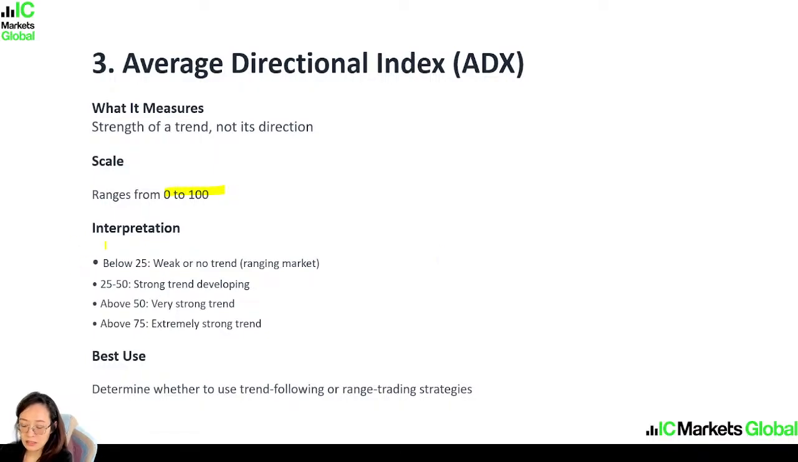If the line is below 25, it's a weak or no trend, which is a ranging market. Between 25 and 50, you would say a strong trend is developing. Above 50, very strong trending. Above 70, extremely strong trend. So you use it to determine whether to use a trend following or range trading strategy.